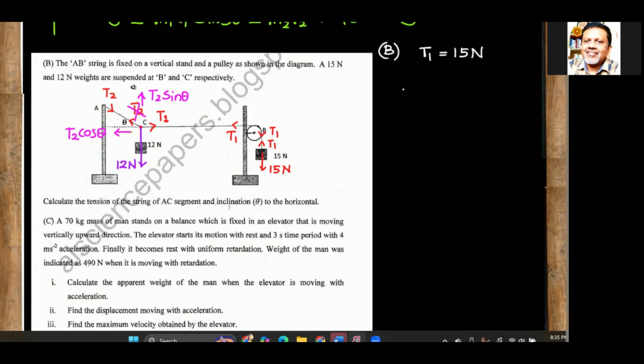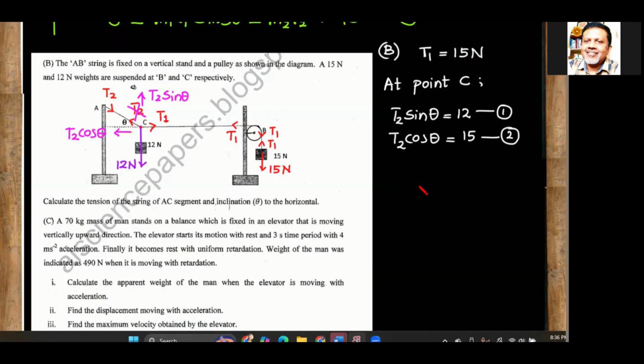Right, now we can consider the equilibrium at point C. At point C, the vertical component T2 sin theta must be equal to 12 Newton. That is equation 1. And T2 cos theta should be equal to T1. T1 is actually 15. So therefore, this is the second equation.